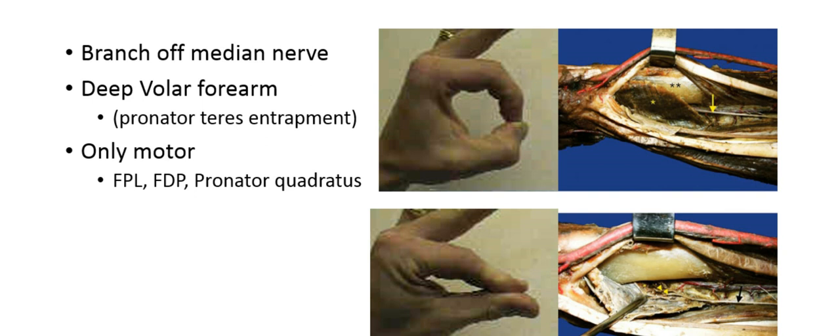So it's just a motor-only nerve, anterior interosseous. You're not going to see any sensation loss. You're just going to see those three muscles be impaired. This is called the pinch grip test.